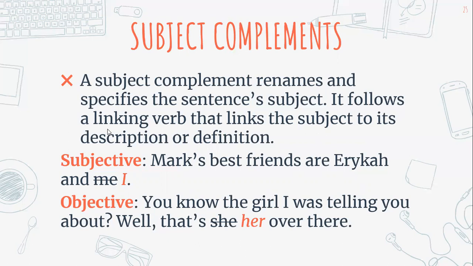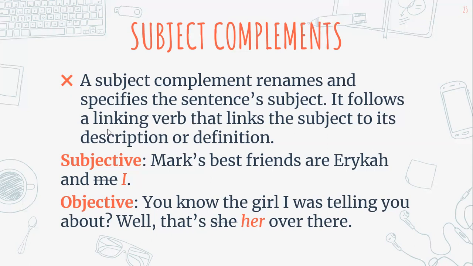So you would have to read, Mark's best friends are Erica and I. Again, subjective. The sentence specifies who Mark's best friends are, right? So we have to use the subjective case. It's like saying Erica and I are Mark's best friends. Subjective. It has to be I. So the complement, Mark's best friends.